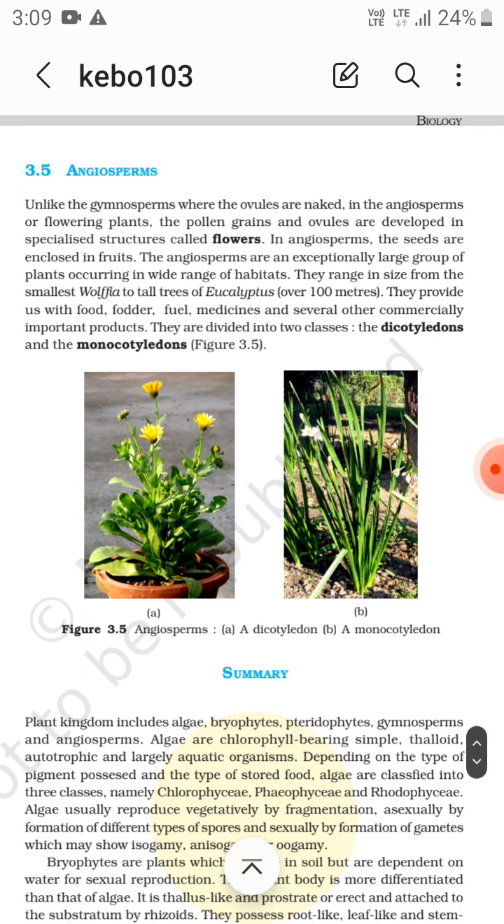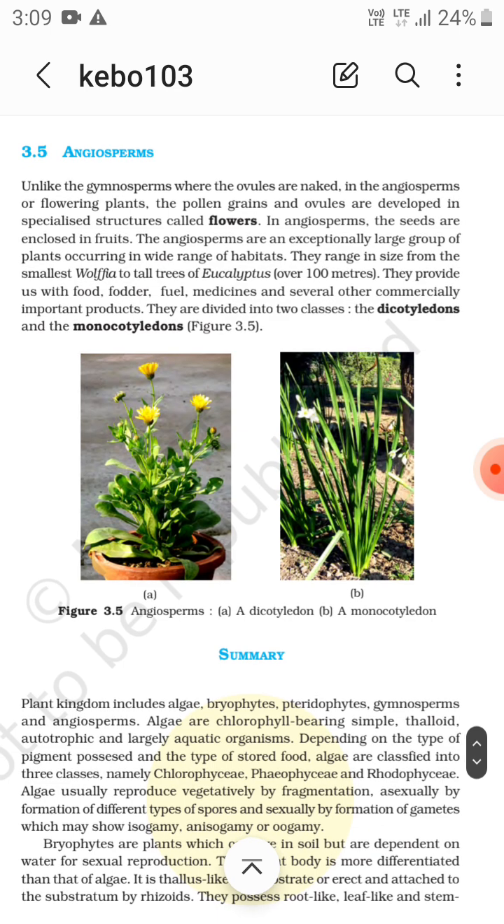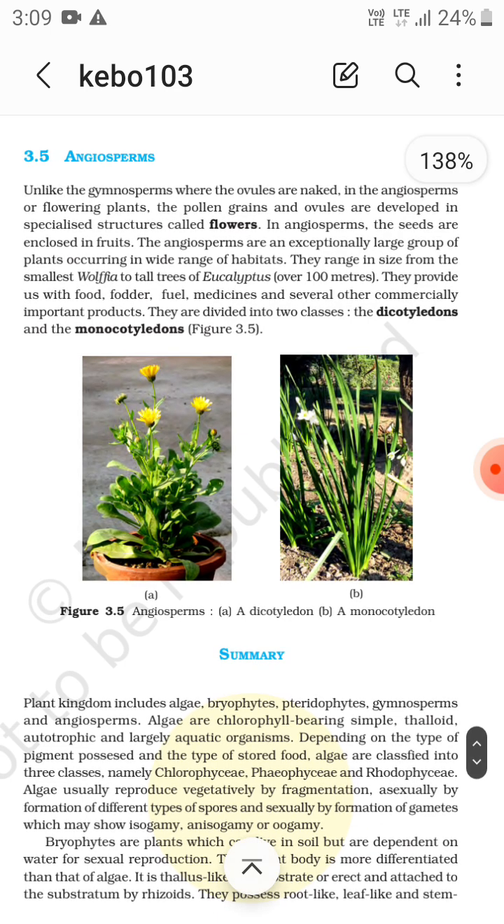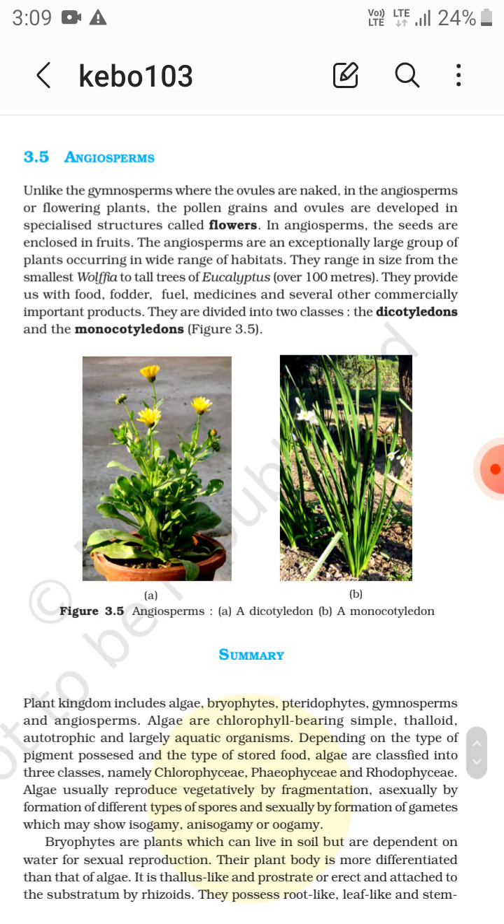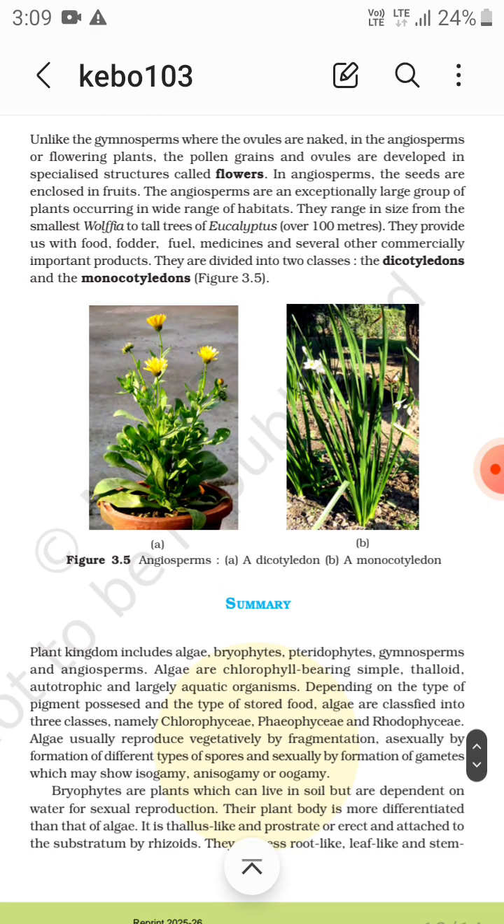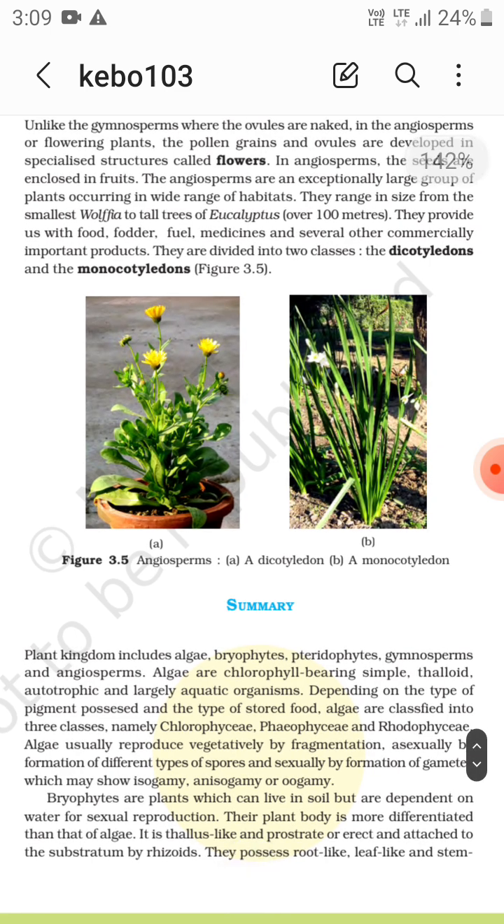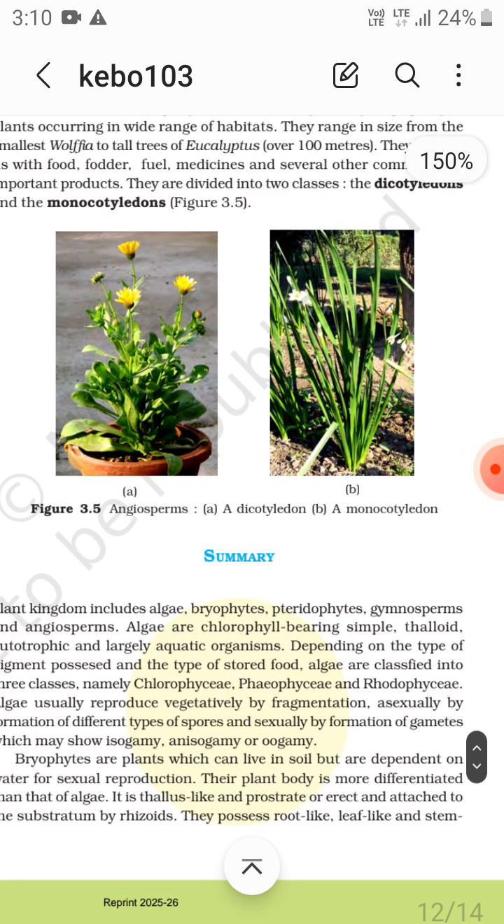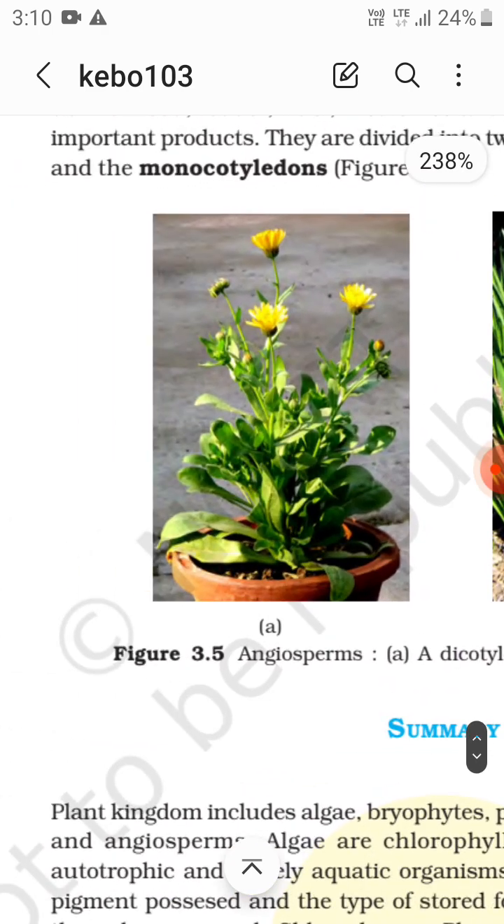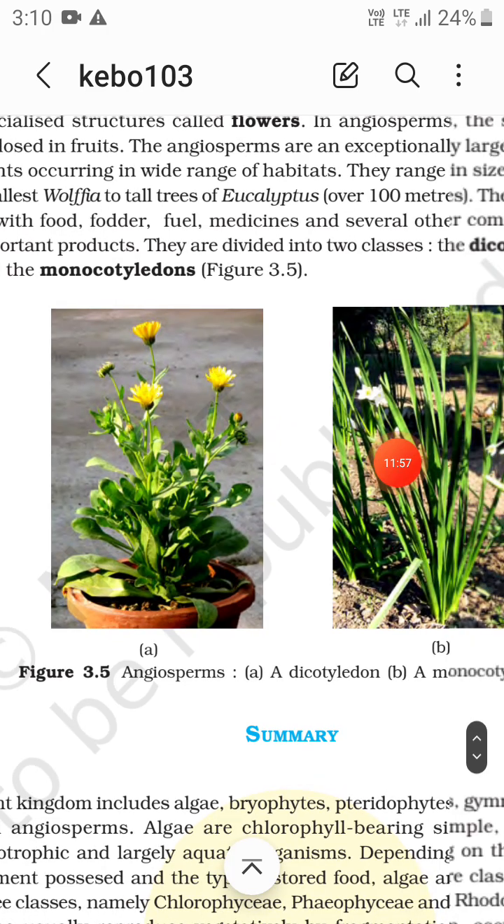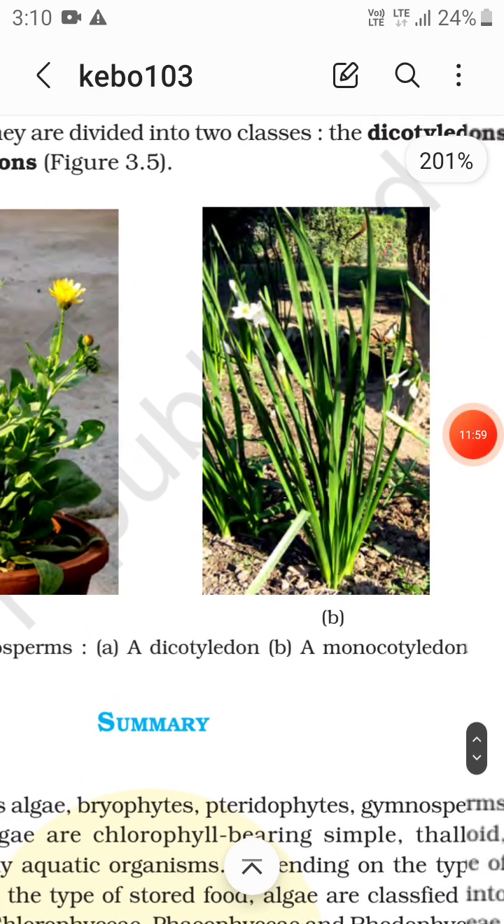Now they provide food, fodder, fuel, medicine, and several common products. This is not very important. But angiosperms are a division, which is further divided into two classes. First is the dicot and second is the monocot. Dicot is like Mangifera indica, the mango, and monocot is Triticum aestivum, the wheat. This structure is of the dicot, and this one is for the monocot, right?